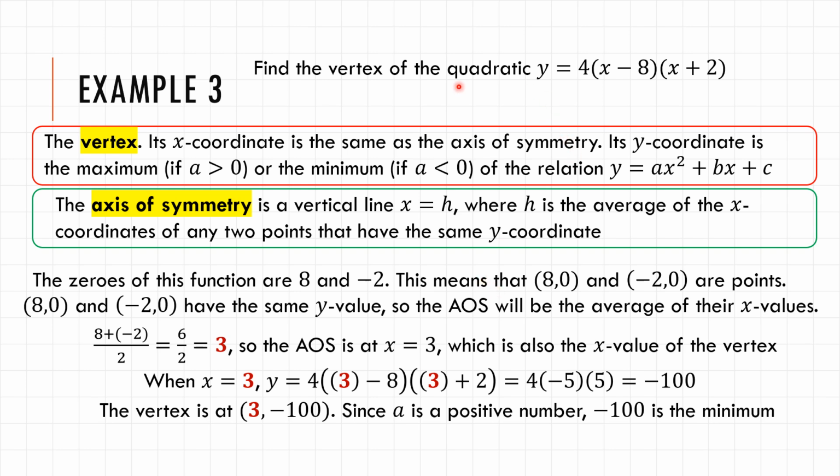So how do we find the vertex of a quadratic from factored form? You find the axis of symmetry by averaging the zeros. So step 1 is find the zeros. Step 2 is average them to find the axis of symmetry. Step 3 is plug that number back into the equation. And there you go. You have the x and y value of the vertex.